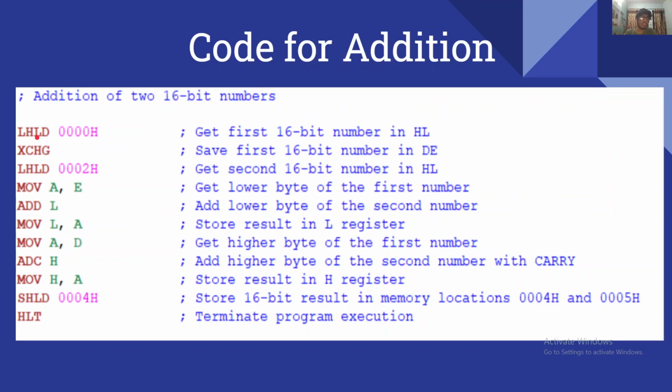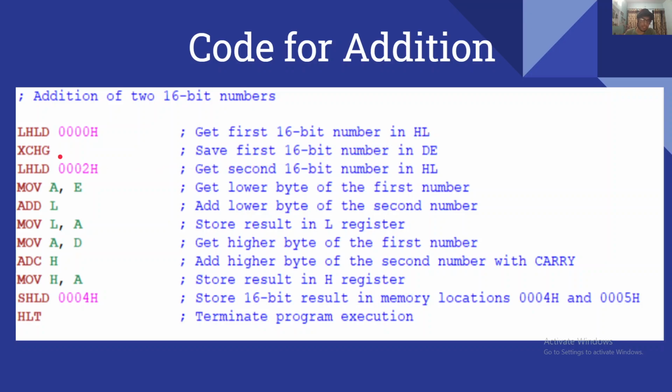So this is the code for the addition of the two 16-bit numbers. LHLD 0000H means that we will load the HL register pair with the value at the memory location 0000H. So the value at 0000H will go to the L register, and the value at 0001 will go to the H register. In this way, the first 16-bit number would be stored in the HL register pair.